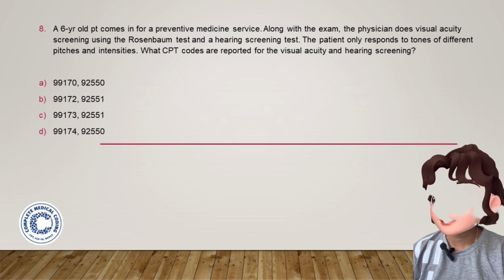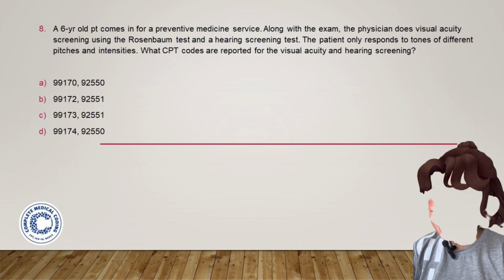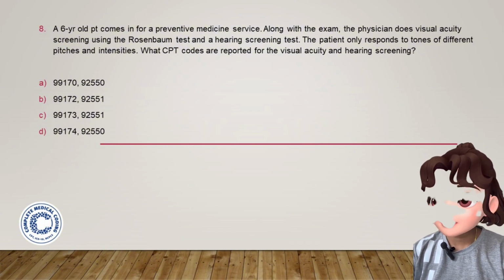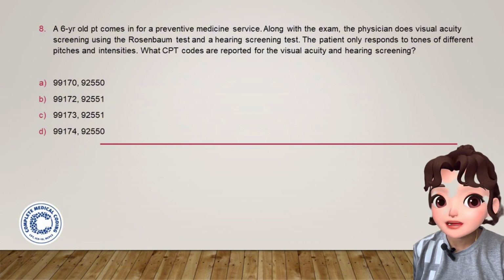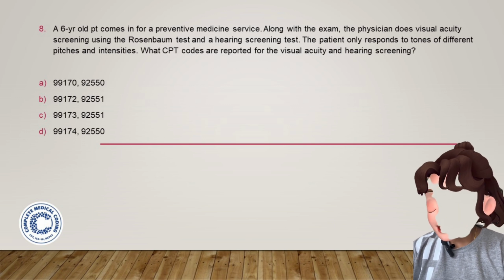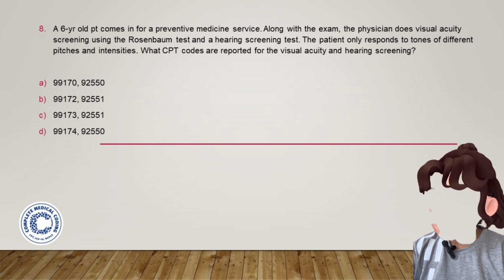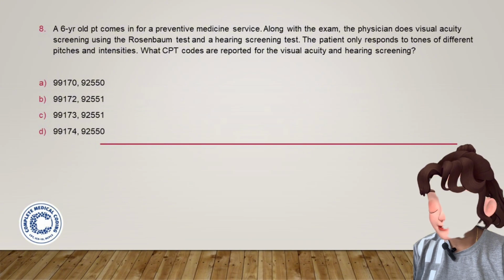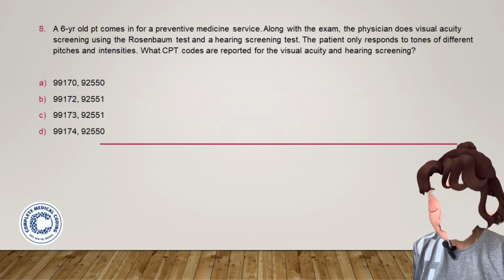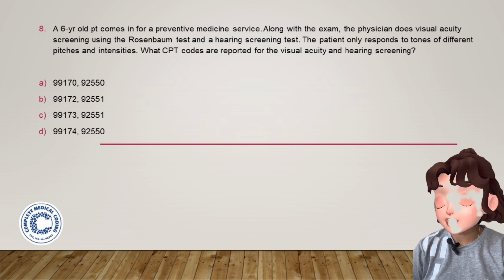What about the first code? Option B, 99172, and option C, 99173. So 99172 represents visual function screening, automated or semi-automated bilateral quantitative. What is 99173? It represents screening test of visual acuity, quantitative bilateral.